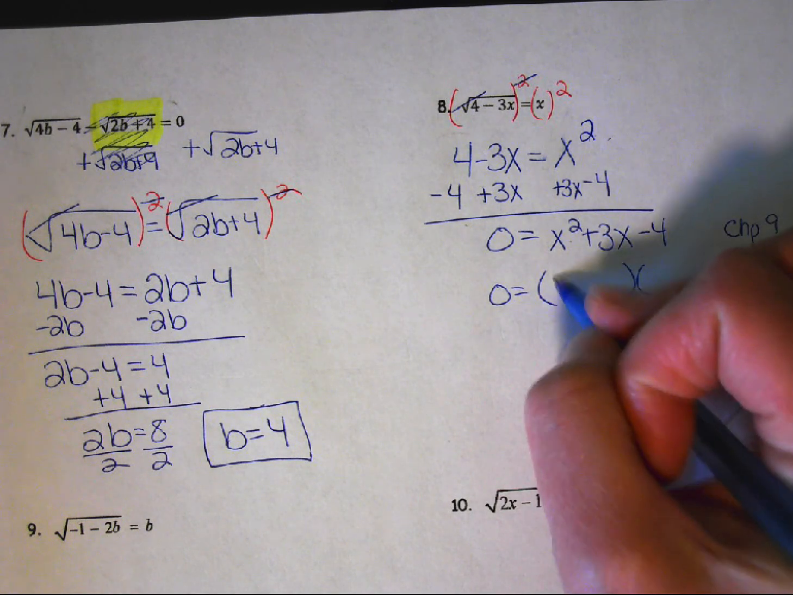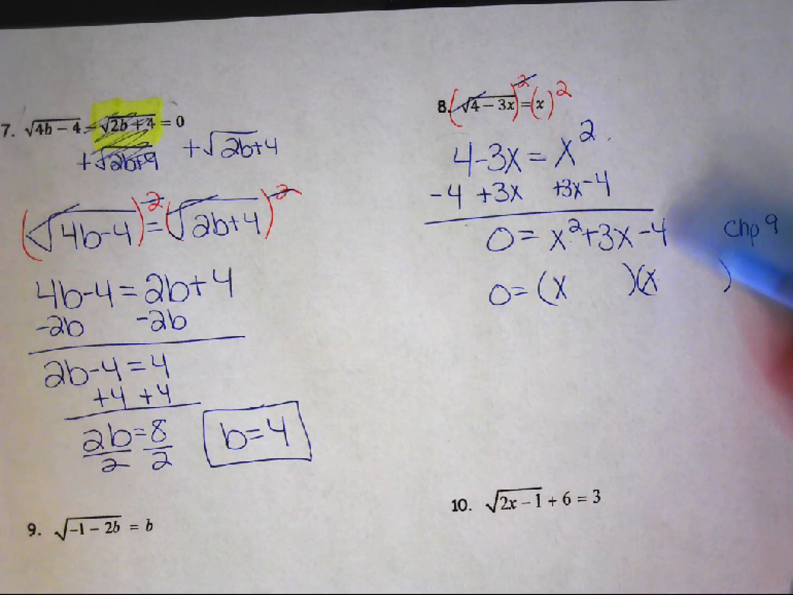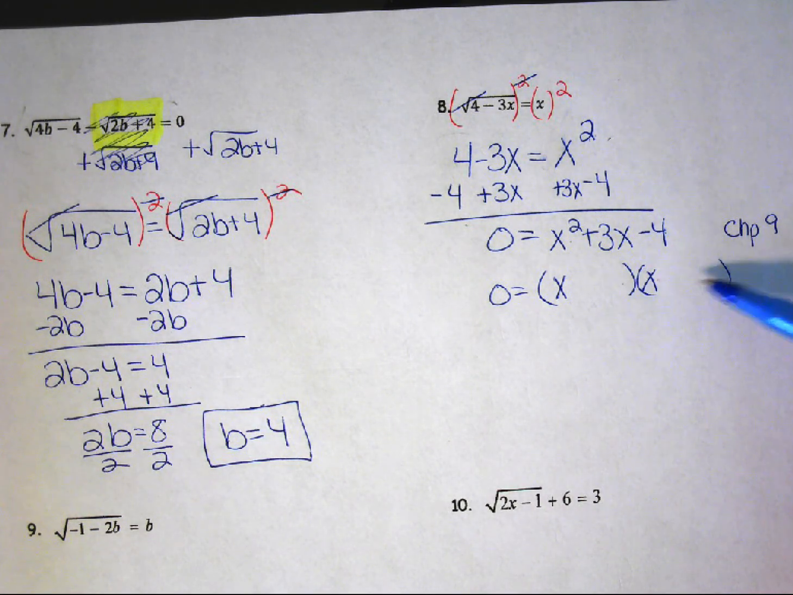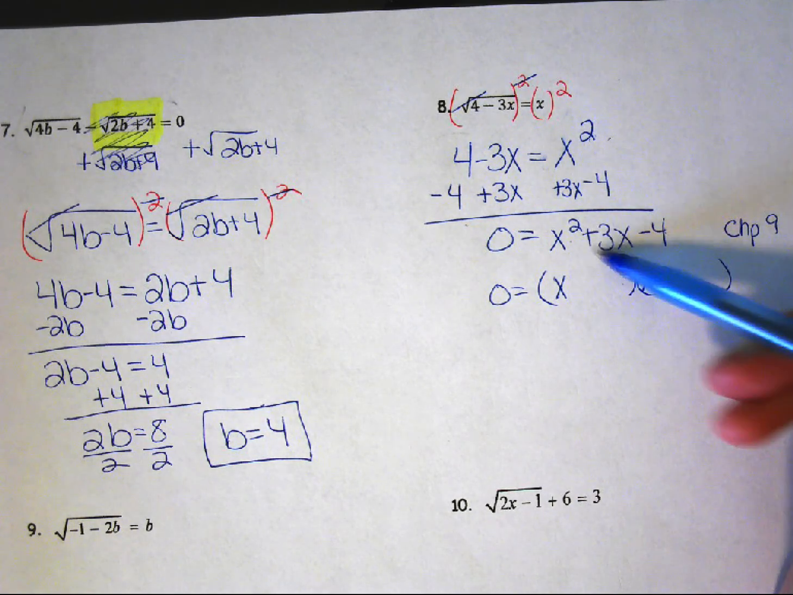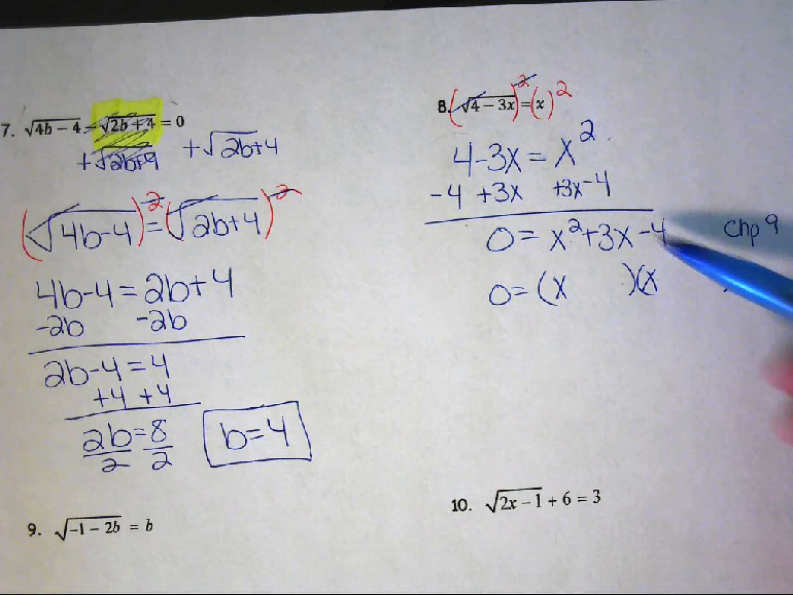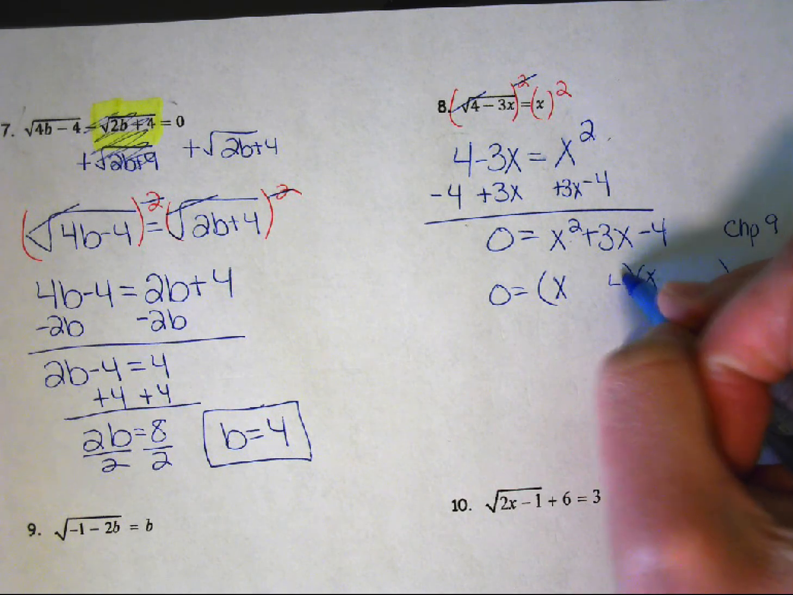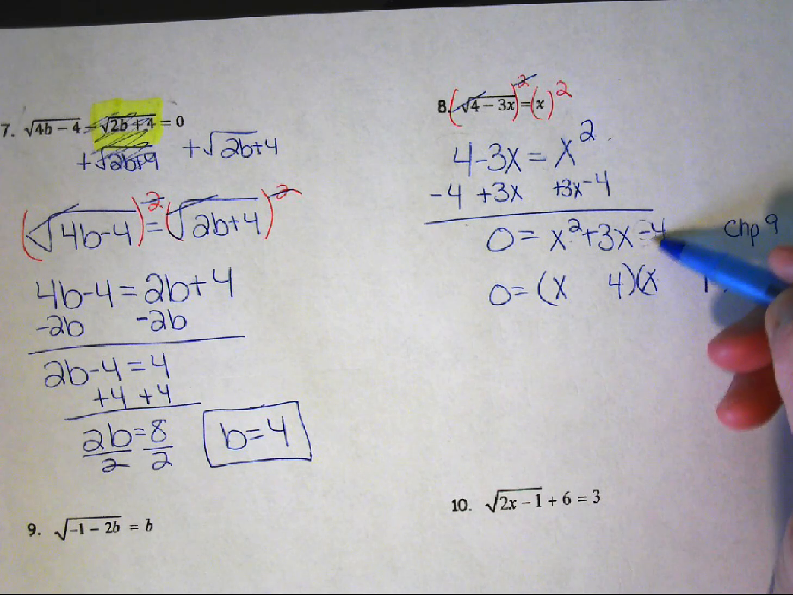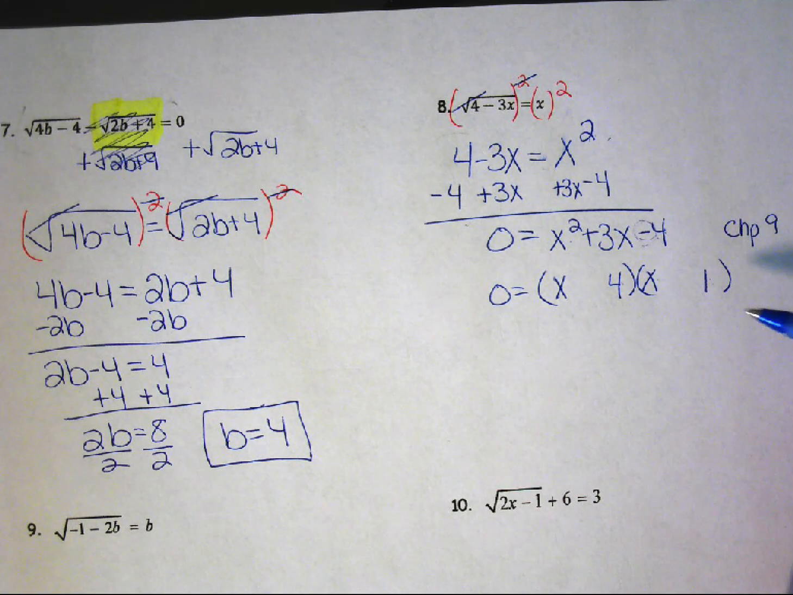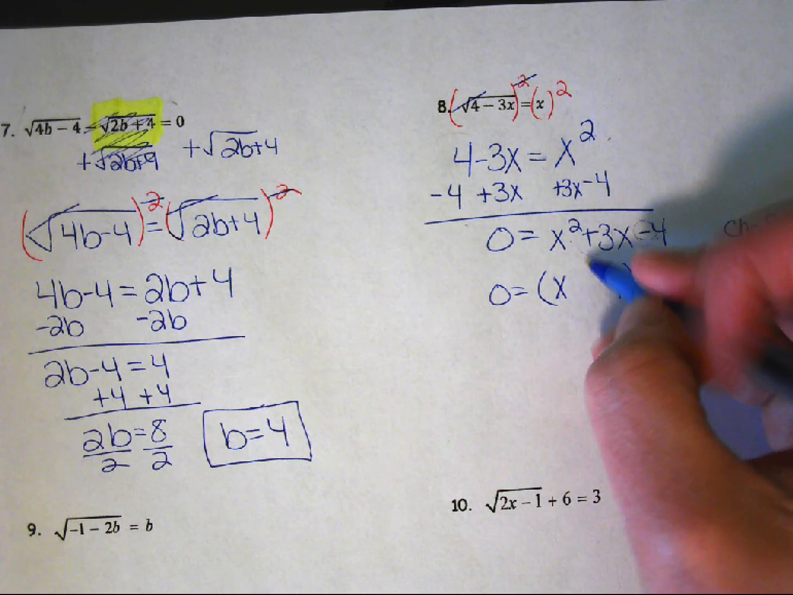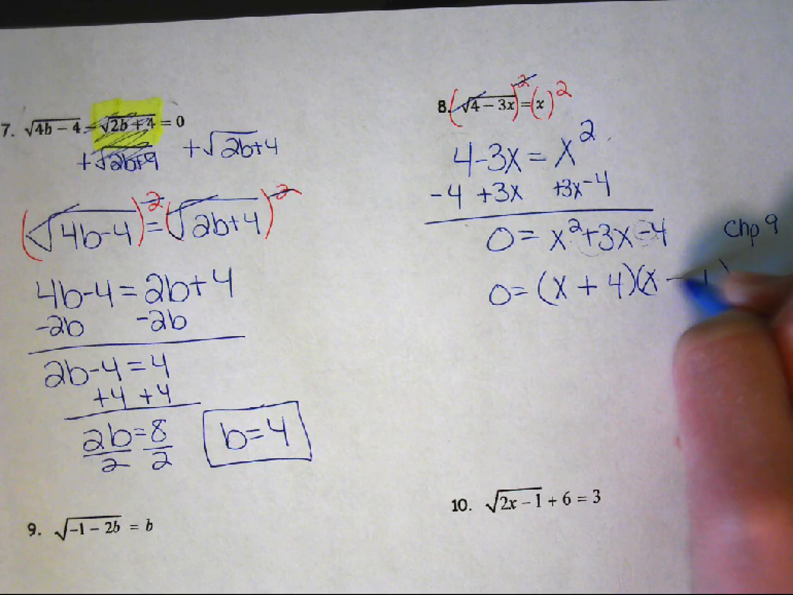X squared is x times x. And now with 4, I can either use 2 and 2 or I can use 1 and 4, but I need to get to a 3. So I'm sort of thinking 2 and 2 is not my best option because I can't get to a 3. So I'm going to use 4 and 1. Now this tells me my signs are going to alternate, which means that they're going to be different. And I want the plus 3. So I want a plus 4 with a minus 1.